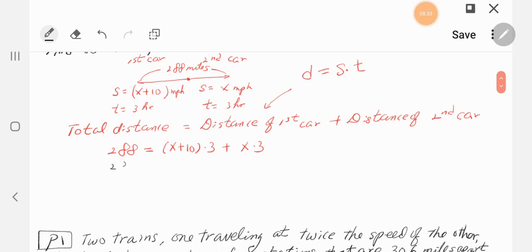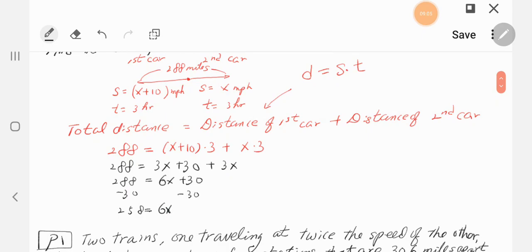Okay, so that is 288 is equal to, distribute, 3x plus 30 plus 3x. And then combine the like terms. So 288 is equal to 6x plus 30. And then minus 30 each side. Then 258 is equal to 6x.